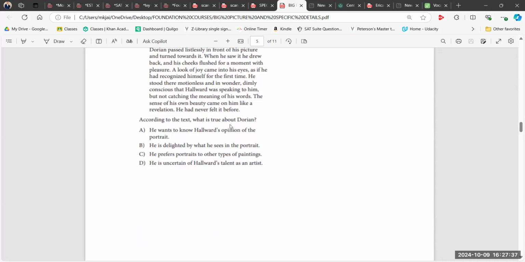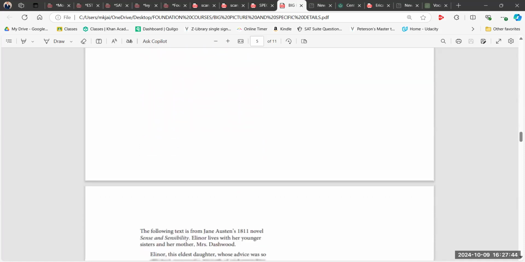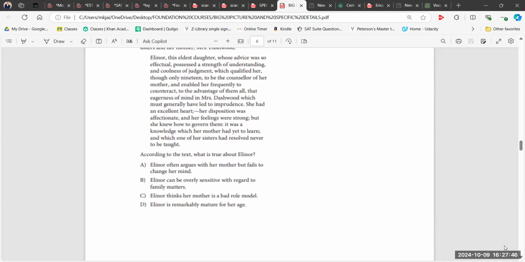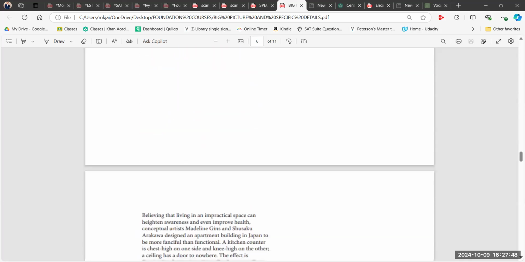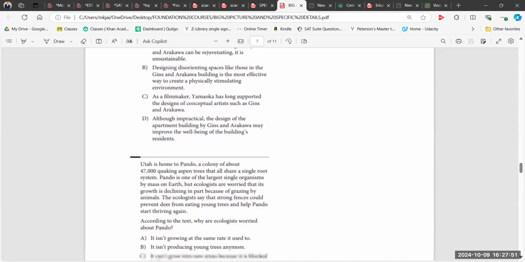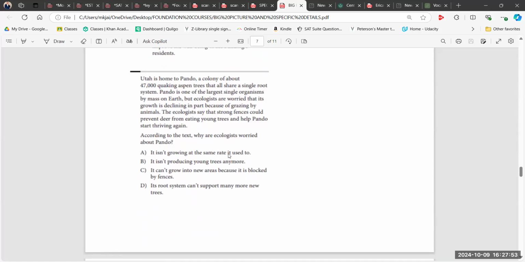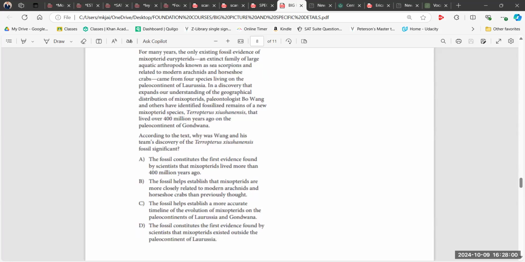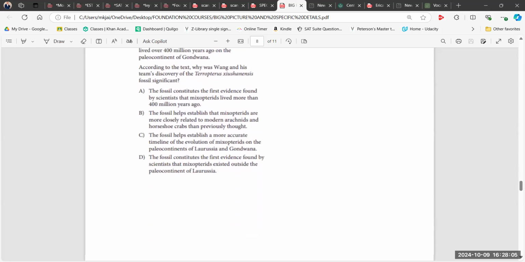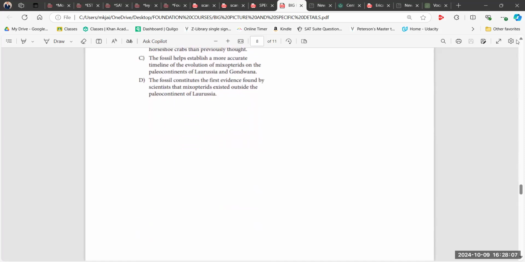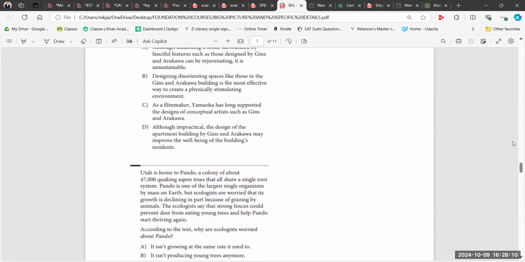That's what we call it. What's true about Dorian? Specific details. Okay. What's true about this person? Specific also. Here, main idea. Here, why are ecologists worried about Pando? That's also a specific detail in the text. Why was blah, blah, blah? Specific details. Okay, let's have a look at the instructions.